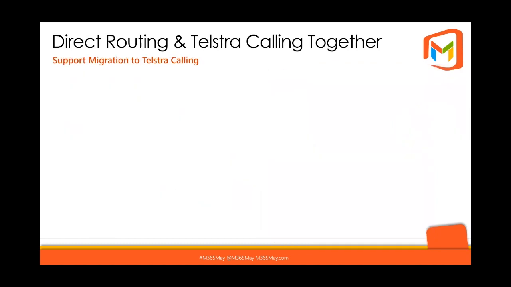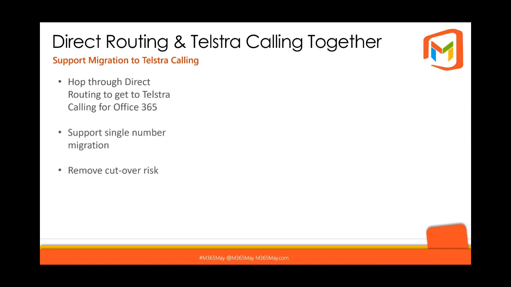Cool. Another reason why we might use direct routing and Telstra calling together is that I might want to hop through direct routing to get to Telstra calling. Maybe I want to support single number migration and remove cutover risk. When I cut over my number ranges to Telstra calling, usually I have to move my 100 number ranges at a time.